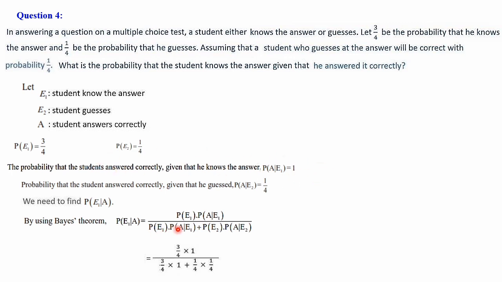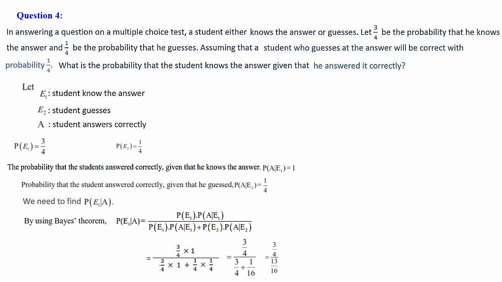Divided by P of E1 into P of A given E1, same as in the numerator, 3 by 4 into 1, plus P of E2, which is 1 by 4, into P of A given E2, which is again 1 by 4. That is equal to 3 by 4 into 1 is 3 by 4, then 3 by 4 into 1 again 3 by 4, plus 1 into 1 is 1, 4 into 4 is 16, so 1 by 16. That is equal to 3 by 4 divided by, if you take the LCM, 16.